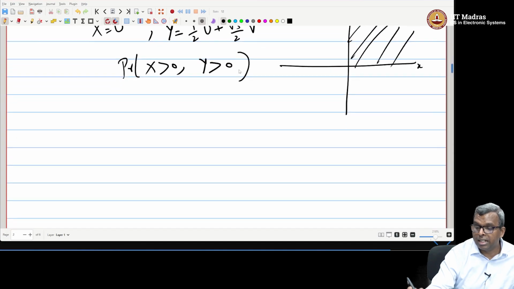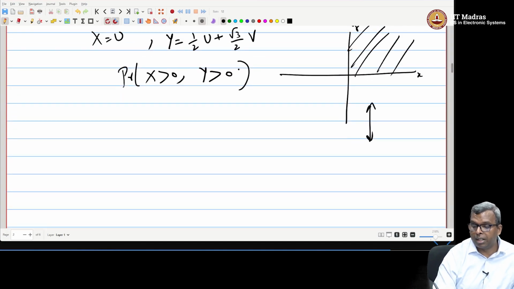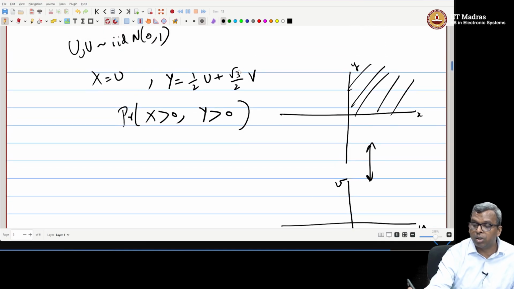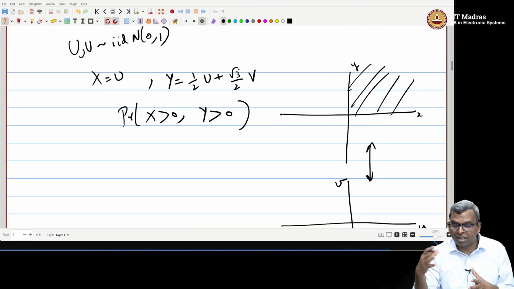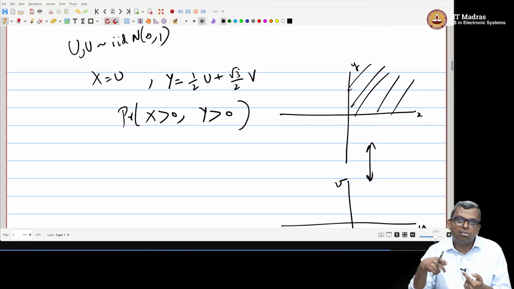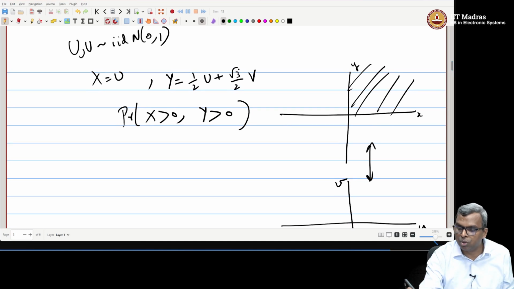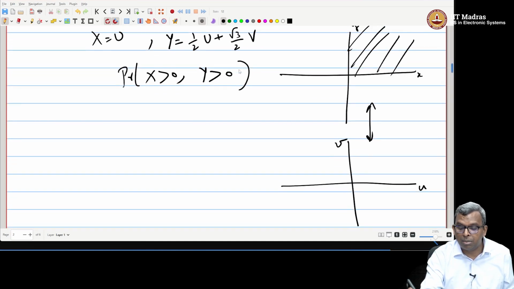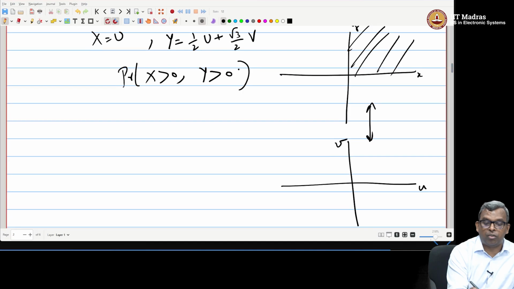I have to translate this into the UV plane. In the UV plane, I can easily find any areas because UV is circularly symmetric. It's normal 0, 1. My theta is uniform, my R has a Rayleigh distribution. So, I can calculate areas very easily. But how do I translate this into UV?